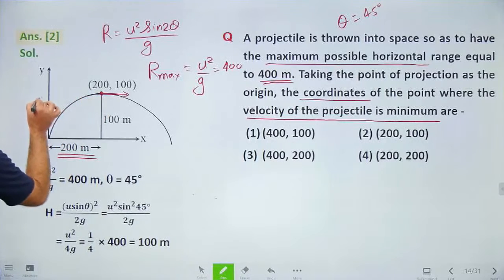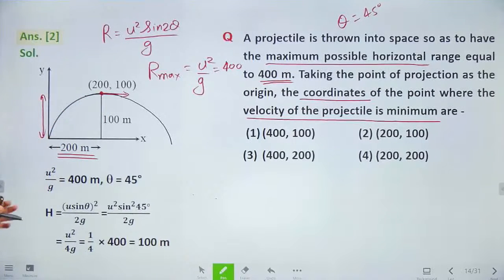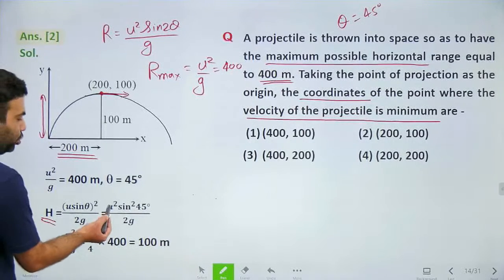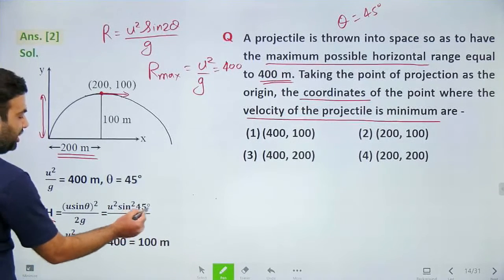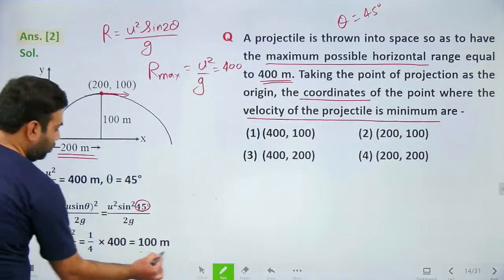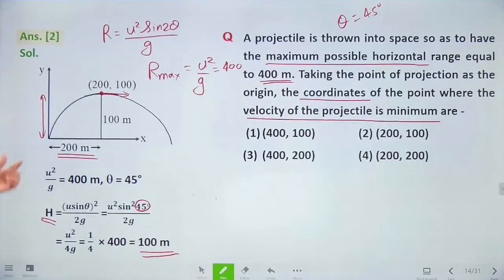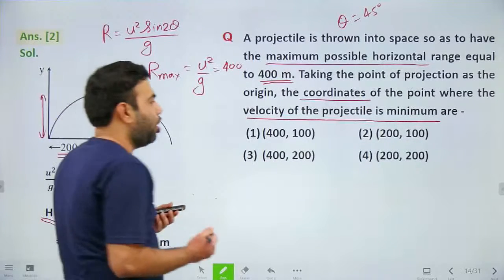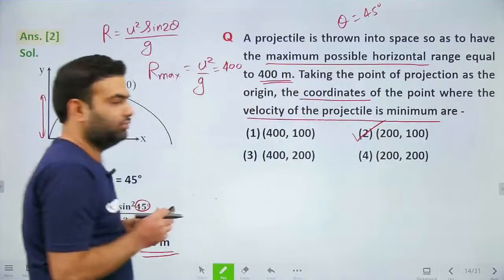In order to calculate the y coordinate, we have to calculate the maximum height. The formula of maximum height is u squared sine squared theta by 2g. Put theta equal to 45 degrees and you will get that maximum height is only 100 meters. So its horizontal displacement is 200 meters when it is at maximum height and vertical displacement is 100 meters. So its coordinates are 200, 100. That is why option 2 is the correct answer.